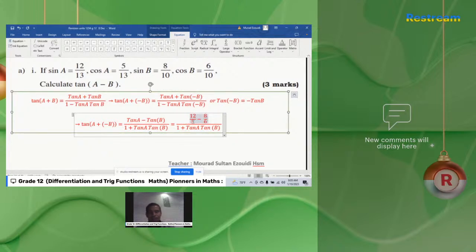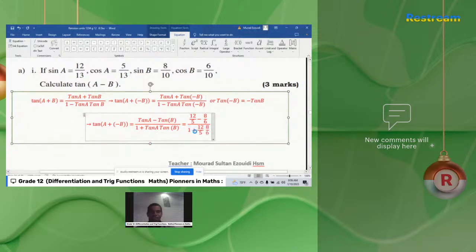Therefore, now 1 plus tangent of A, which is 12 over 5, I will write here 12 over 5, then multiply by tangent of B, which is 8 over 6. I will write here multiply by 8 over 6. Then I should simply remove the tangent of B. Now, learners, it's clear. Let's see the last answer. If you use a calculator, you can also do it that way.